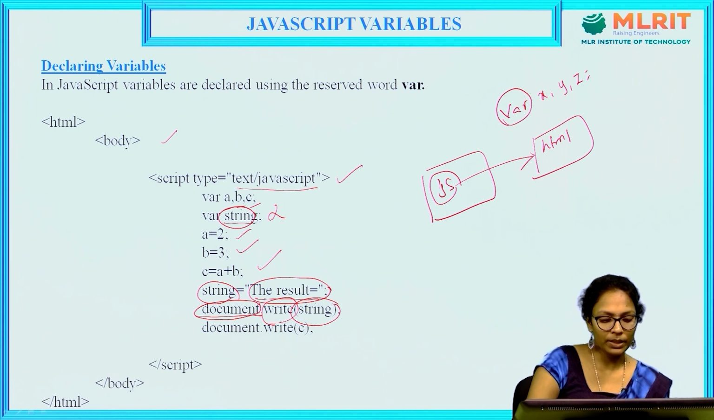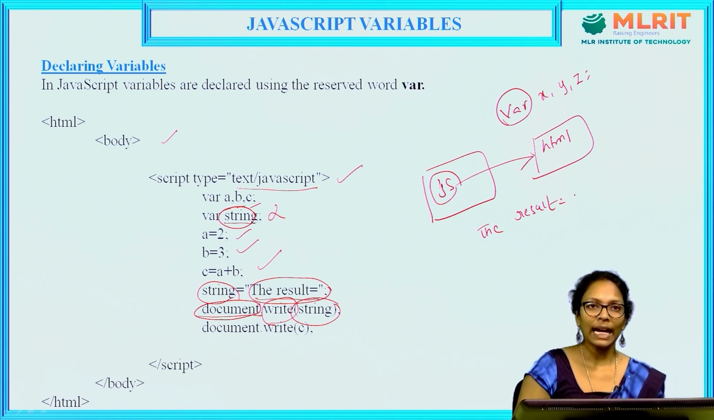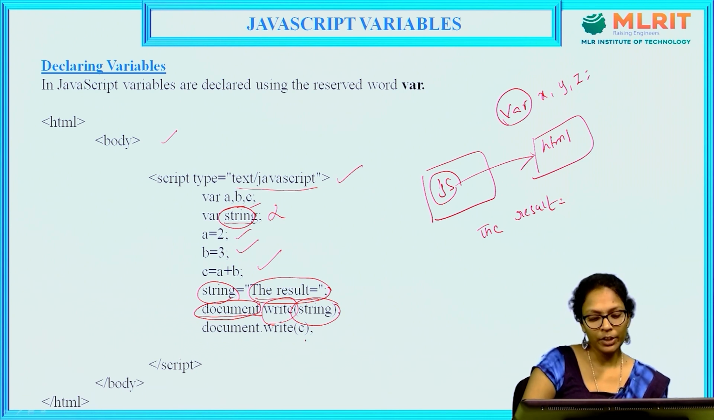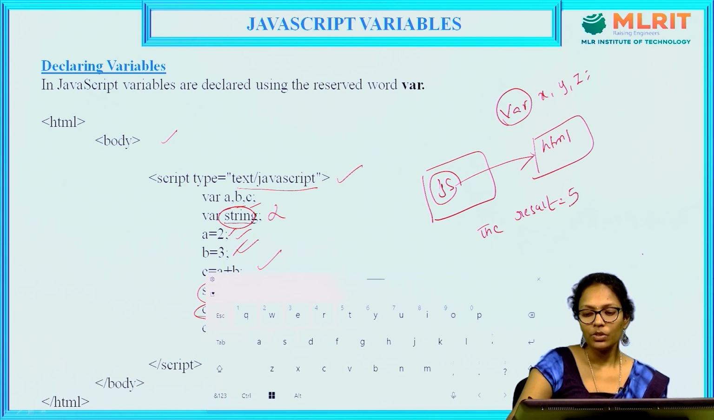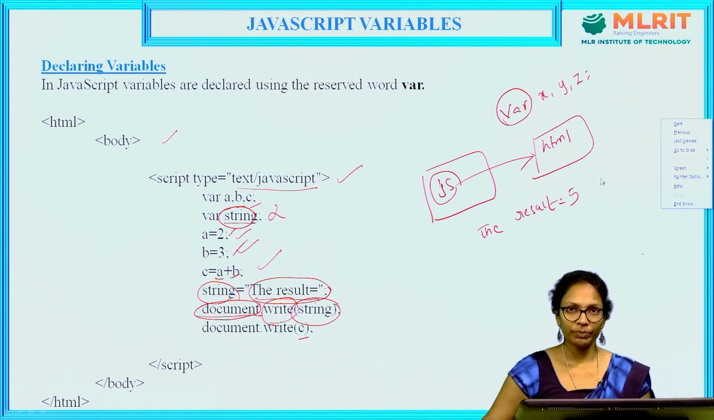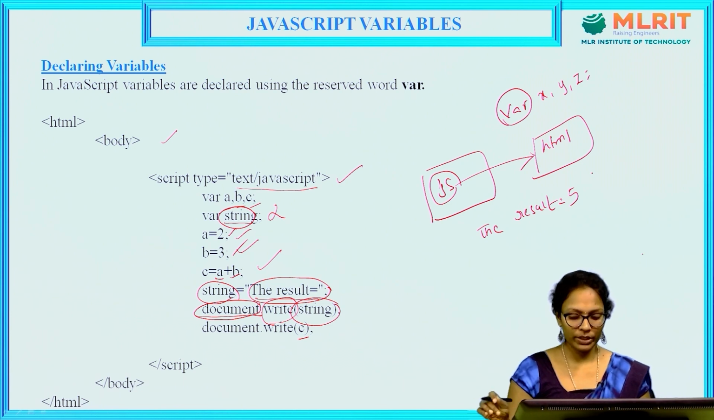The value of string is "The result is equal to". Next, again document.write, you are printing the c value. What is the c value? c is a plus b. What are the a and b values? 2 and 3. 2 plus 3 is 5. So what output will I get? I will get "The result is equal to 5". This is the output for this program.